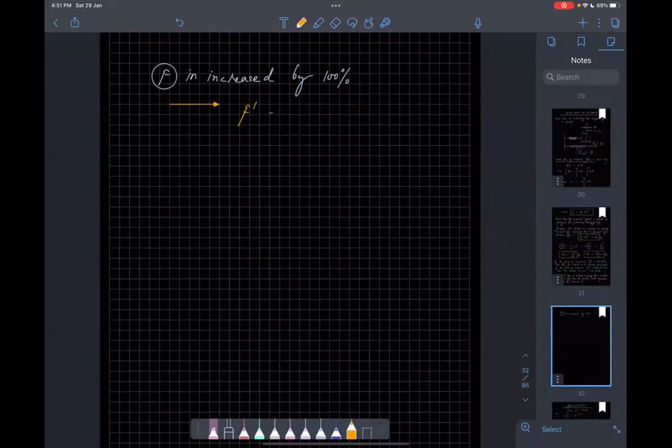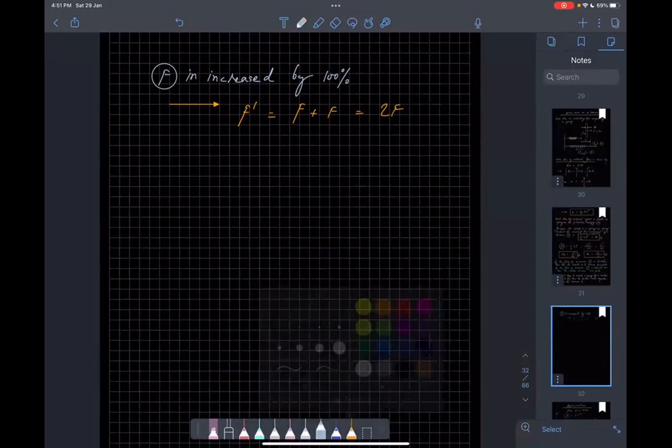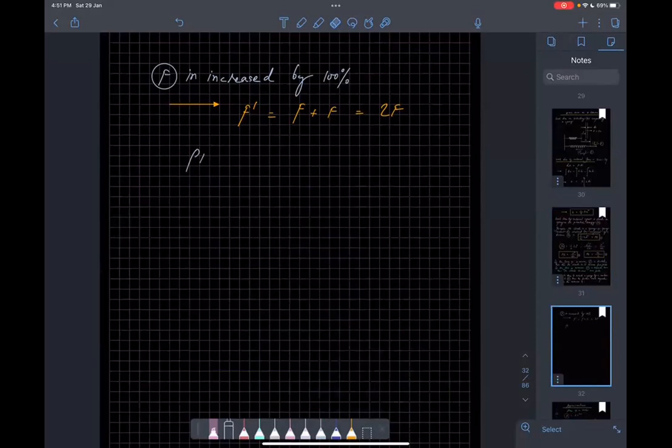F dash is equal to F plus F, which is equal to 2F. Clear? Yes, sir. Okay, first, potential energy was how much? F square by 2k, right? Yes, sir.